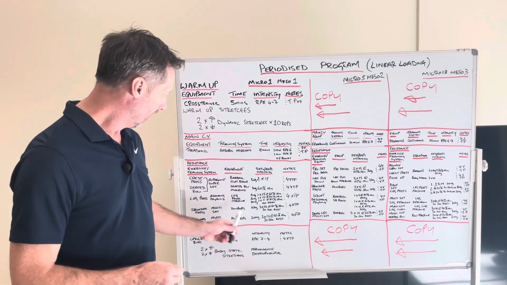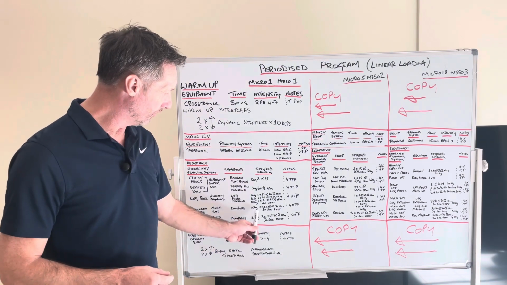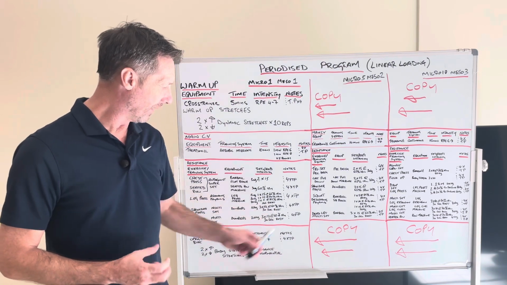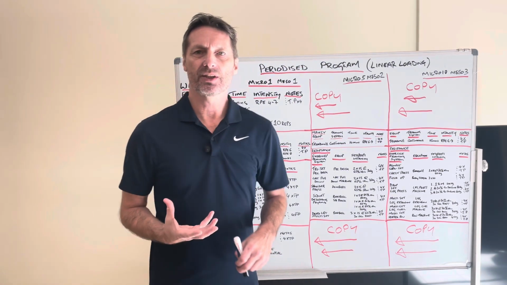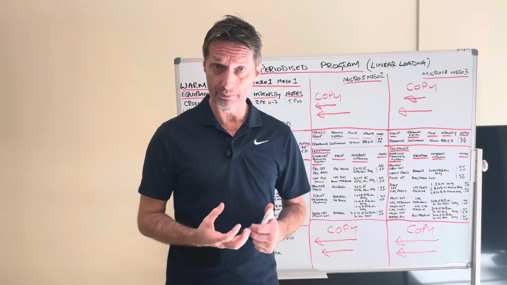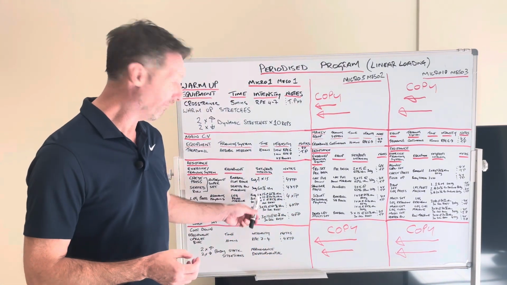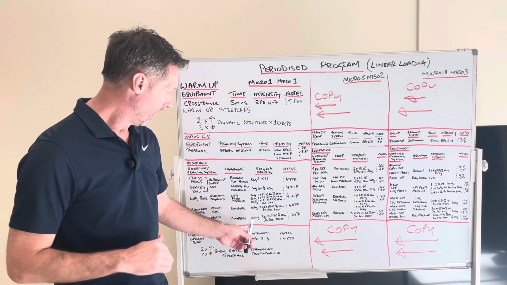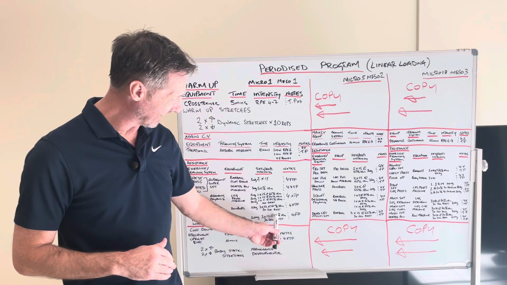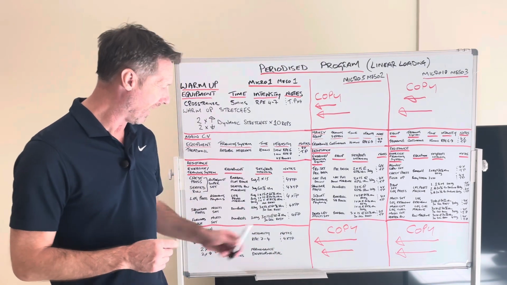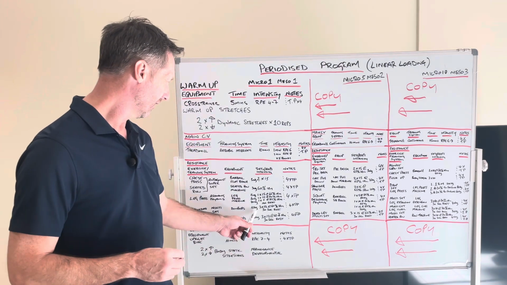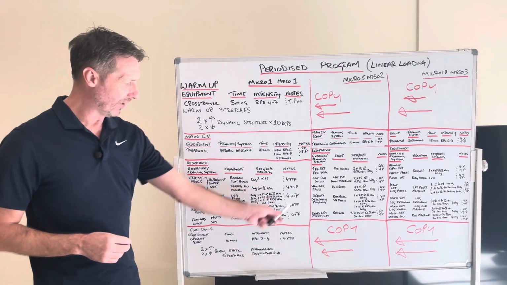For the multiple sets, I'm using 3 times 12 at 60% of my client's 1 rep max. Remember, 60% is telling you that this is going to be an endurance training program, except for the pyramid. So we're going to do 3 sets, 12 repetitions at 60% of the client's 1 rep max, and we're going to rest 30 seconds between each set. So that's the resistance training.